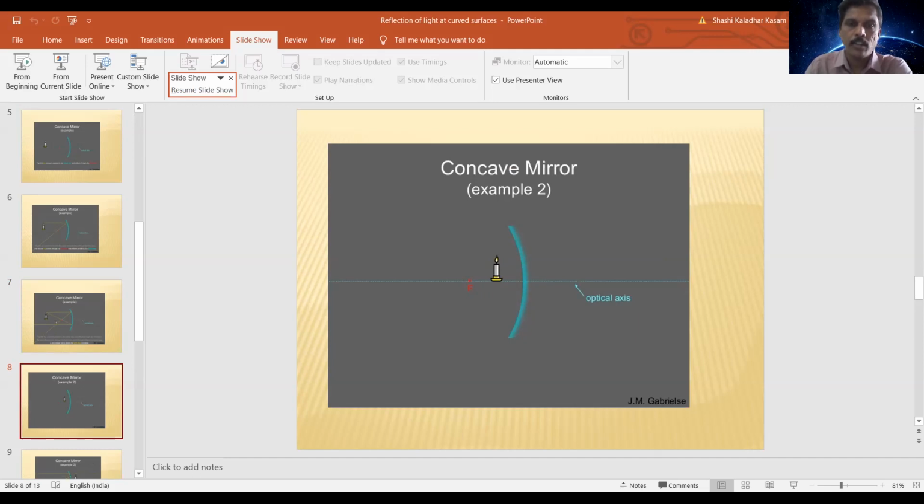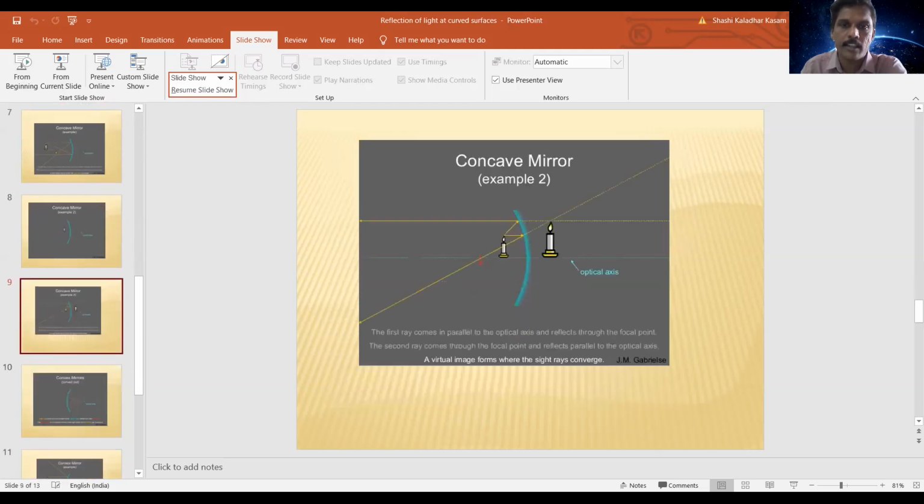Please remember, what is the difference between real image and virtual image? A real image can be captured on the screen, but a virtual image cannot be captured on the screen.